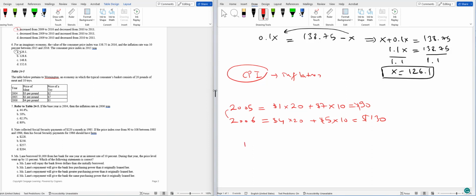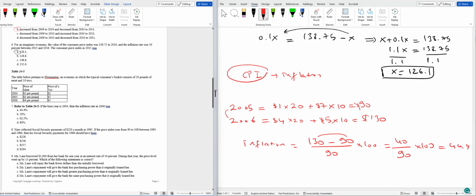Now we are going to calculate inflation. Be careful here, I'm not writing the CPI, I'm writing cost of basket. Cost of basket today minus cost of basket in the previous year divided by cost of basket in the previous year times 100. This is how I calculate. And this difference is 40 divided by 90 times 100, and that's equal to 44.4. So this is 44.4%. So the right answer is A.